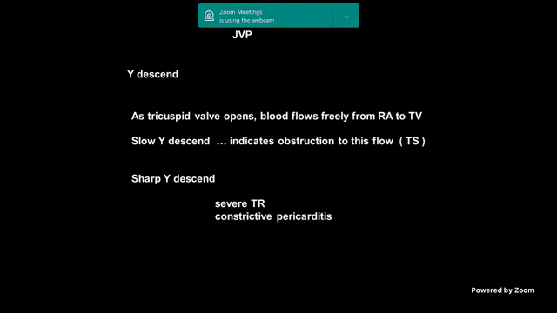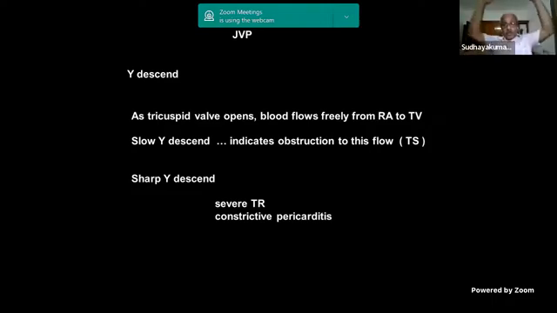Now, Y descent: as the tricuspid valve opens, blood flows freely from RA to RV, so the pressure drops suddenly. A slow Y descent indicates slowness in the emptying of the right atrium. That means obstruction to this flow, classically tricuspid stenosis. So tricuspid stenosis diagnosis is mainly by the slow Y descent, plus all the other findings.